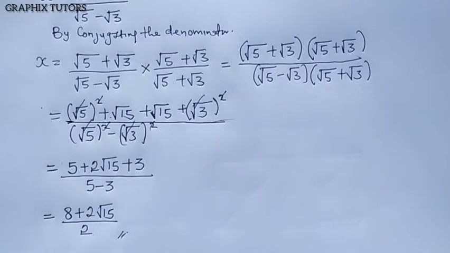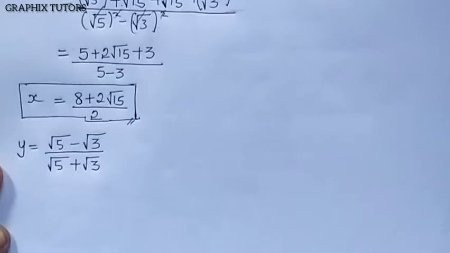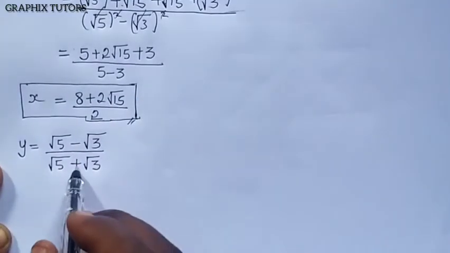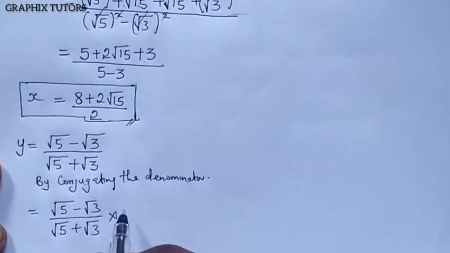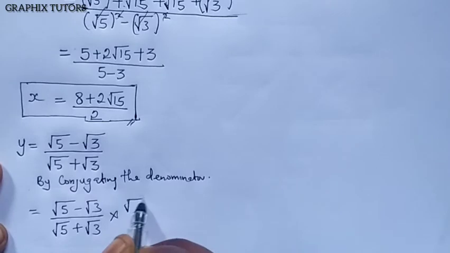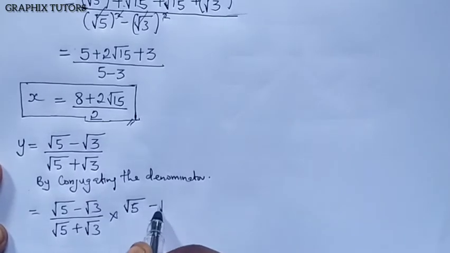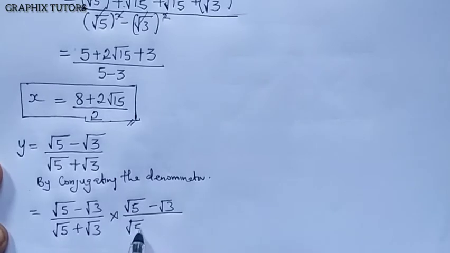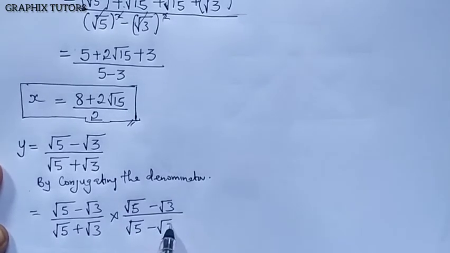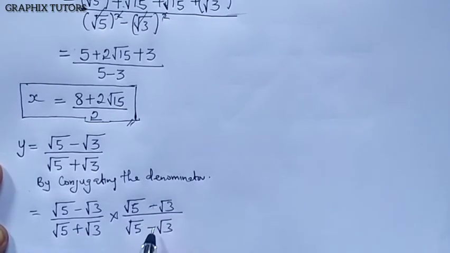Now do the same thing for y also. So you go through the same process. You have to conjugate the denominator, so we'll be having root 5 minus root 3 all over root 5 minus root 3. The conjugate of the denominator is the sign change that we introduced to it, right?